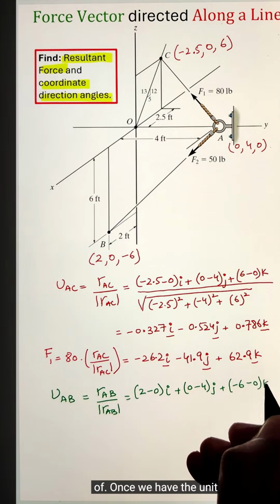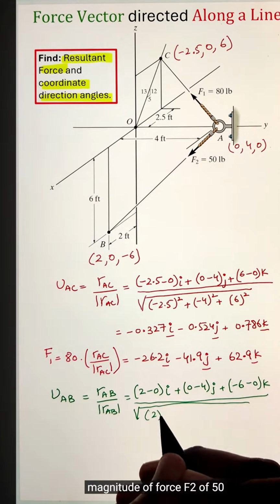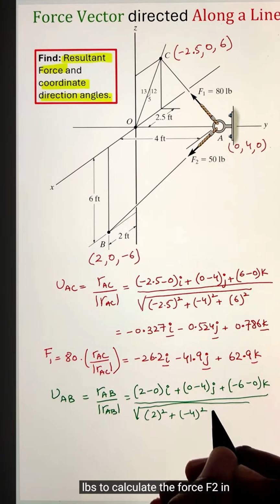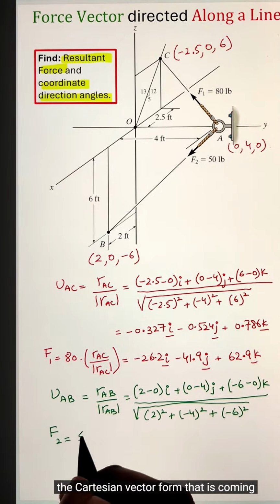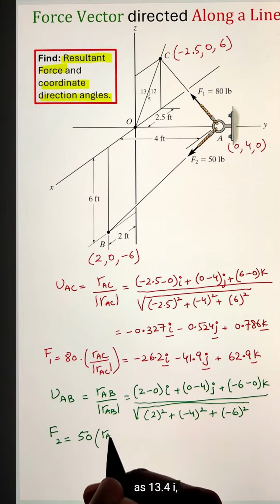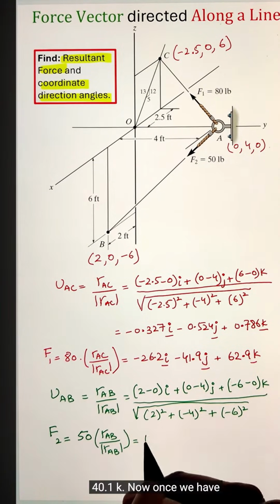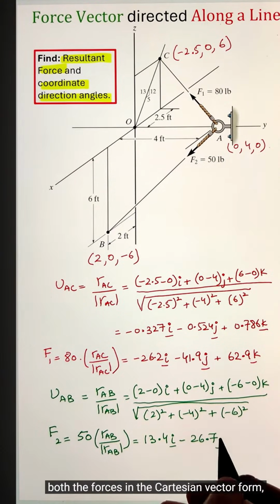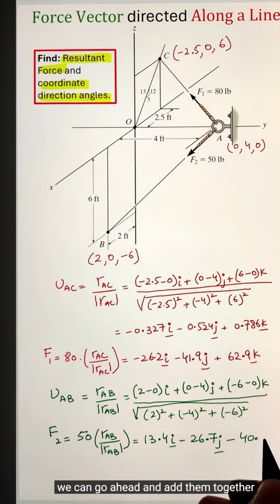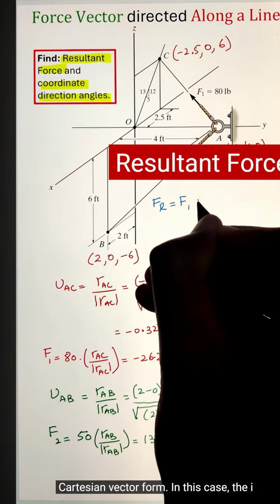Once we have the unit vector, we will again multiply that with the magnitude of force F2 of 50 pounds to calculate the force F2 in the Cartesian vector form, that is coming as 13.4 I, negative 26.7 J, and negative 40.1 K. Now once we have both the forces in the Cartesian vector form, we can go ahead and add them together to figure out the resultant force in the Cartesian vector form.